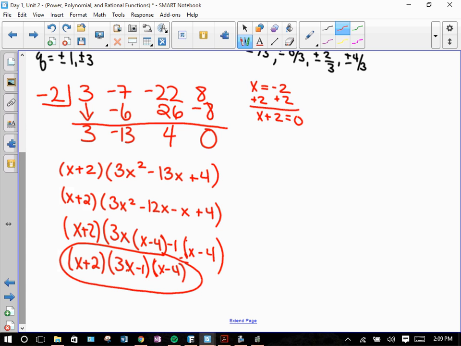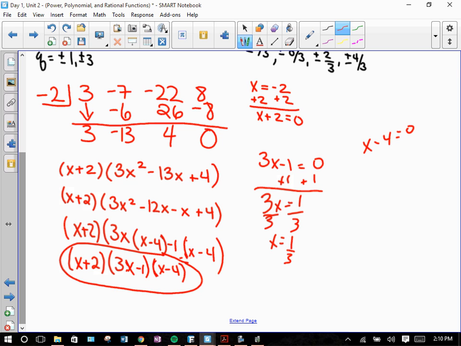Now, let me quickly go find my zeros. I know one of my zeros is x equals -2. I'm going to set 3x minus 1 equals 0. I'm going to add 1 to both sides. That's going to be 3x equals 1. Divide both sides by 3. I get x equals 1/3. I also have x minus 4 equals 0. And I add 4 to both sides. Get x equals 4. Oh, cool.